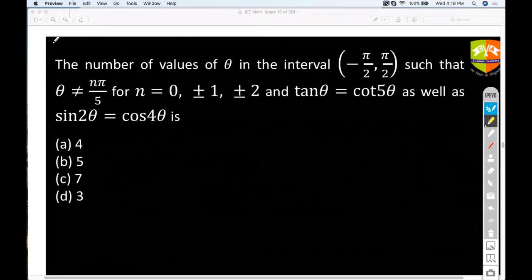Next, question number 15. The number of values of theta in the interval minus pi by 2 to pi by 2 such that theta is not n pi by 5, for n is equal to 0, plus minus 1, plus minus 2, tan theta is tan 5 theta, as well as sin 2 theta is cos 4 theta.